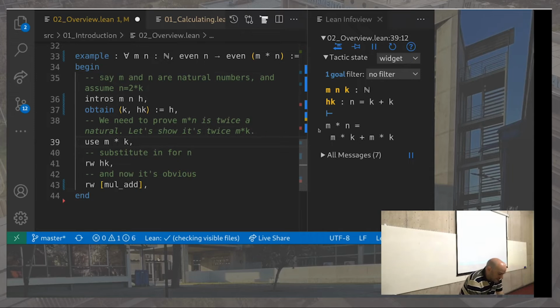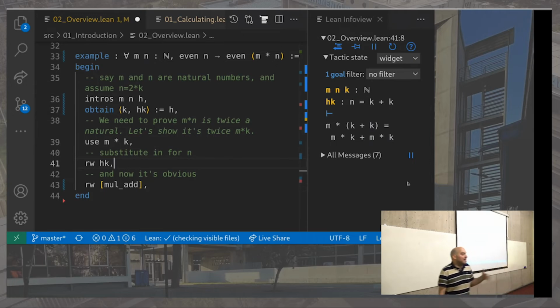And why is this true? Now this is very easy because we know that n is equal to k plus k. So I can just say rewrite n. Rewrite n will replace n by k plus k everywhere here. So you see that when I click here, n has become k plus k. And now why are these two things equal? Because we have the distributivity property.